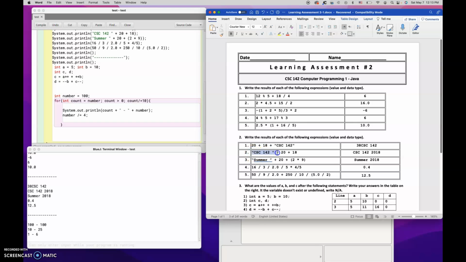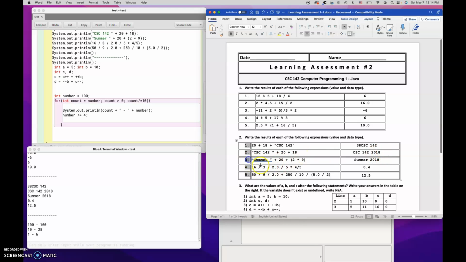Second example will be different. We have string plus integer. Nothing will happen. The program will take CSC 142, 20. We have plus here, we have space. There will be no result here. This is what it will produce. And then plus 18, this is string plus an integer, nothing will happen. The program will print 18. So the result will be CSC142 2018.